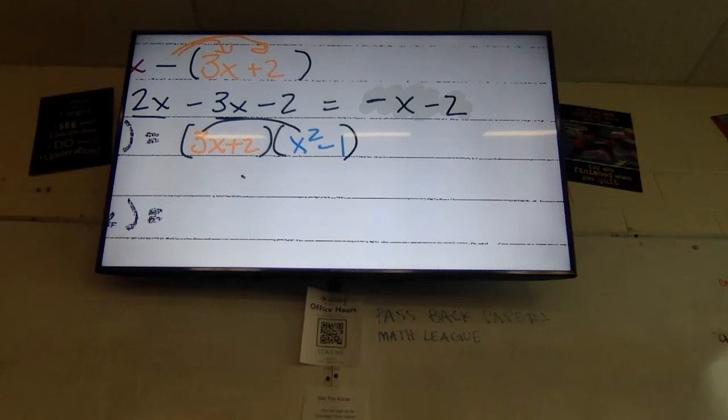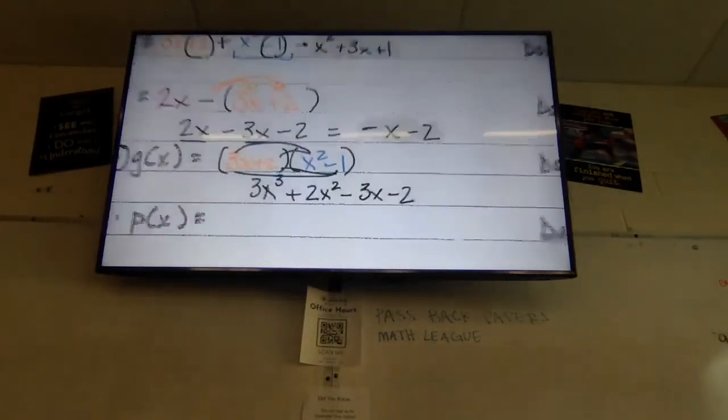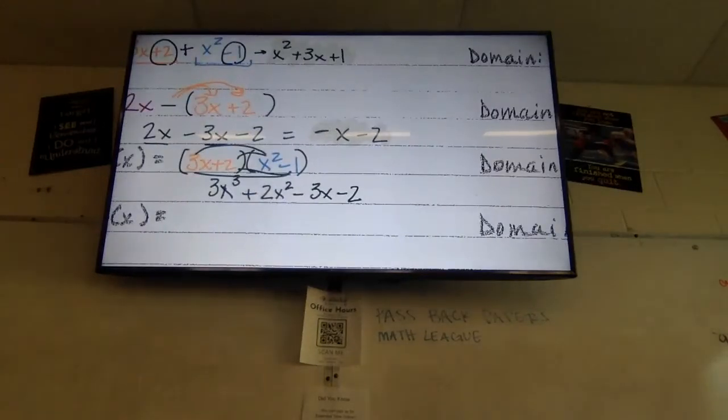3x times x squared is going to be 3x squared. I want my numbers to match, so I'm going to do my 2 and x squared next. Oh, did I say 3x squared? It's 3x to the third, thank you, because the next one's going to be 2x squared. Then I've got 3x times negative 1, which is minus 3x, and negative 1 times 2, which is minus 2. I guess I could have written this next to it.